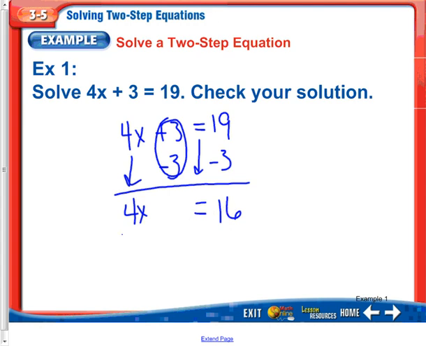Again, divide by the coefficient, just like we did before with solving multiplication equations. Whatever you do to one side, you have to do to the other. 4 divided by 4 is 1, and so x equals 4. Now we can take 4 and plug it back into our problem, and 4 times 4 is 16, plus 3 is 19. So this solution does work.